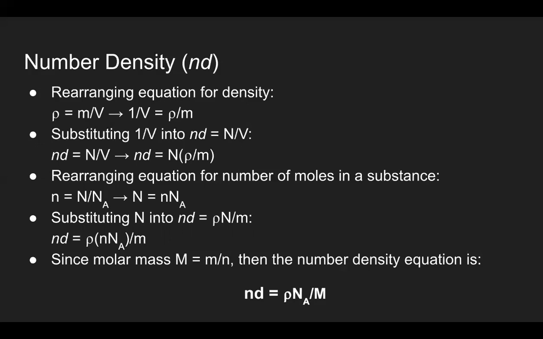We also know that the number of moles of a substance is equal to the number of atoms divided by Avogadro's number. We can rearrange this equation to isolate the number of atoms, or capital N, and substitute it into the number density equation. Since we know that the molar mass is equal to the mass of the substance divided by the number of moles of the substance, the molar mass becomes the denominator of the number density equation. The new equation for number density is the density of the substance times Avogadro's number divided by molar mass, as shown in the bolded equation at the bottom of the slide.